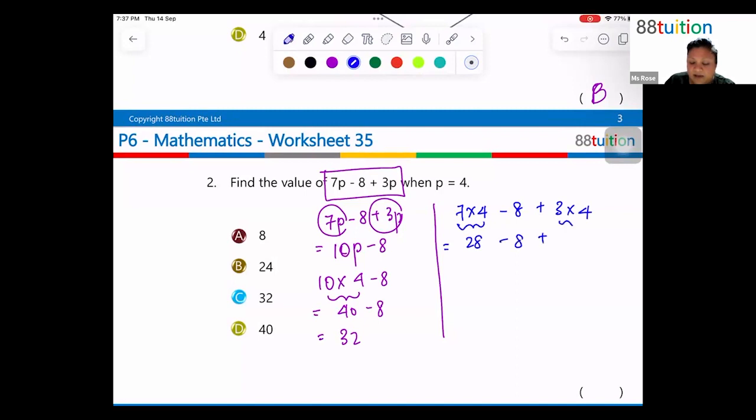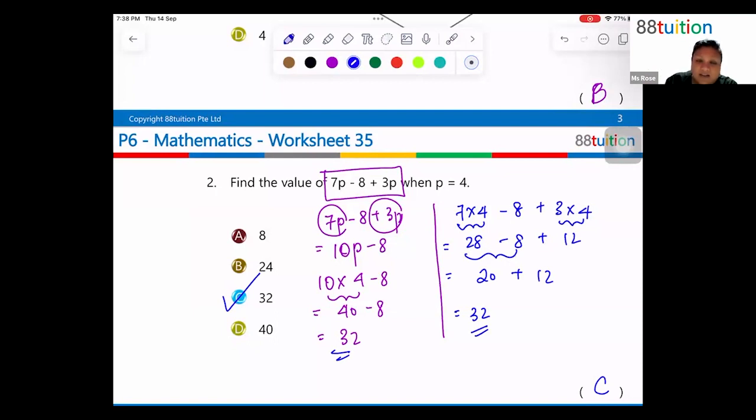Either way is fine, but take note, as long as you have plus and minus, you must work from left to right. So we have 28 minus 8 plus 12, which is 20 plus 12, giving me also 32. Both will give you the same answer. It's up to you whether you want to simplify first or do it individually.